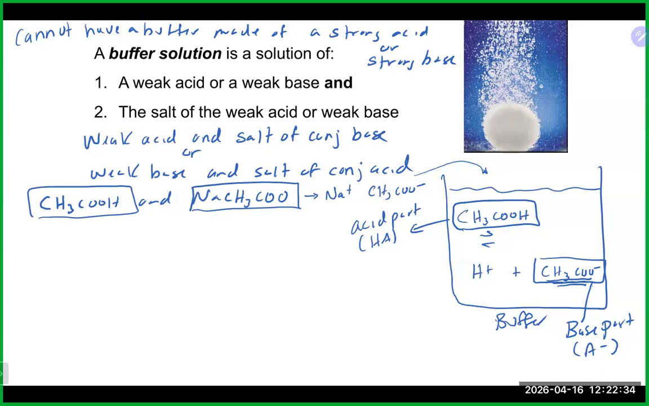So why can you not have a buffer that's made up of a strong acid or even a strong base? Let's say you wanted to make a buffer out of hydrochloric acid and sodium chloride. And that definitely is obviously an acid and base combination that are related to each other by one H plus.